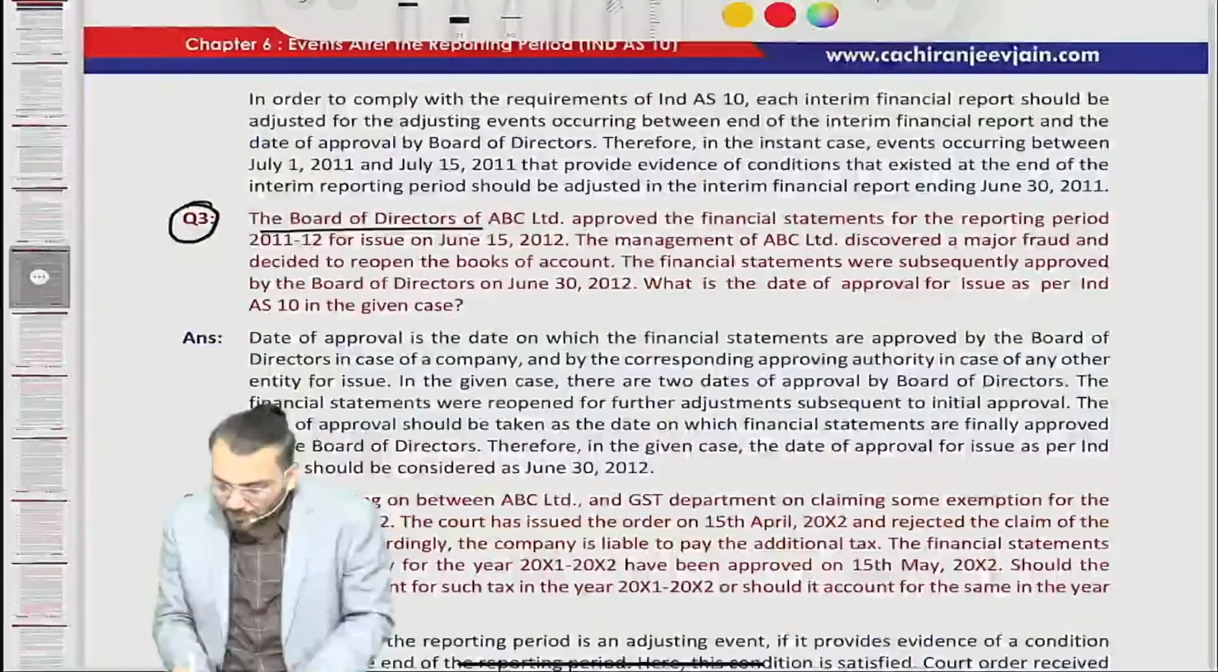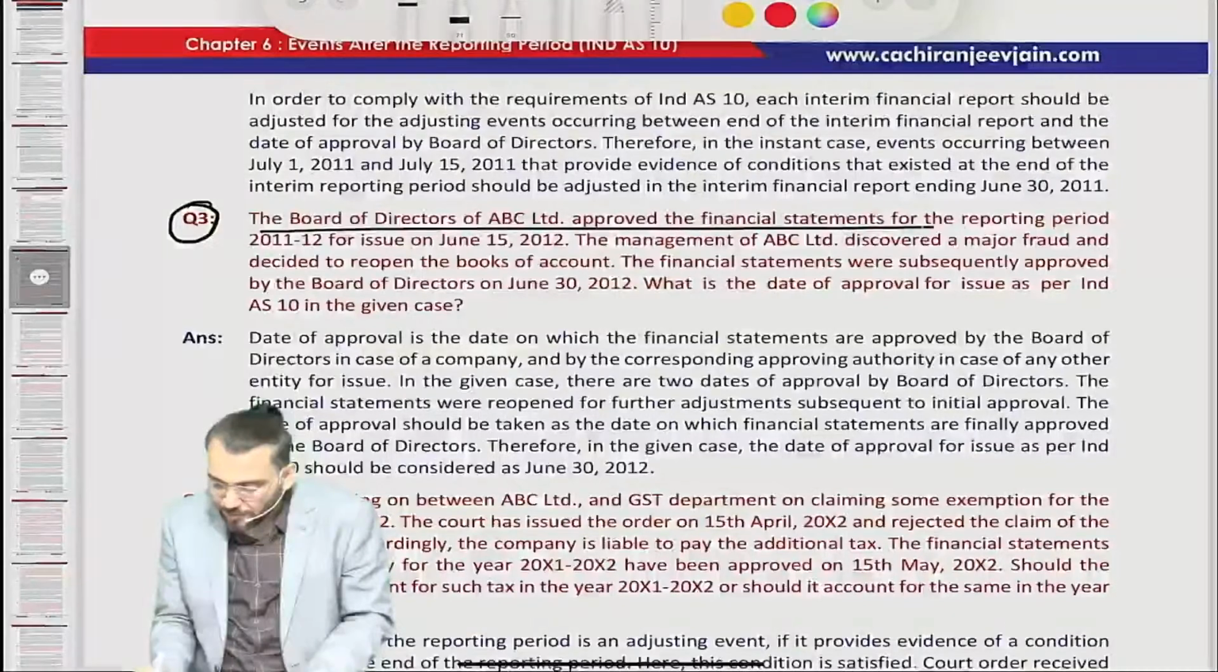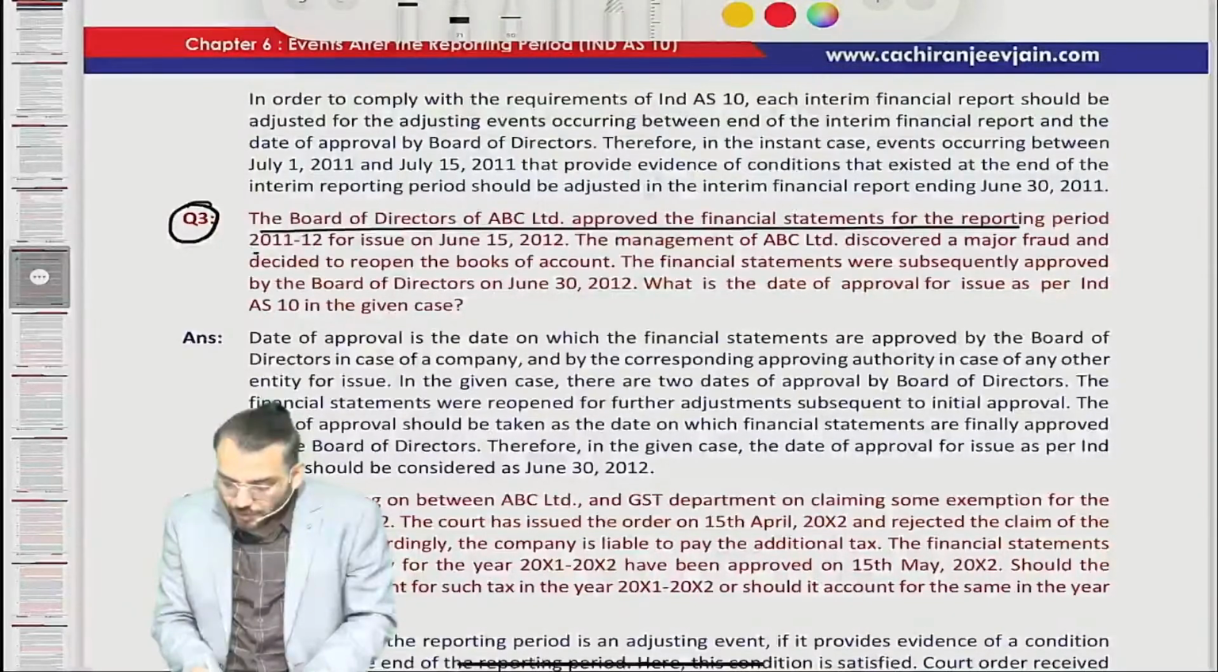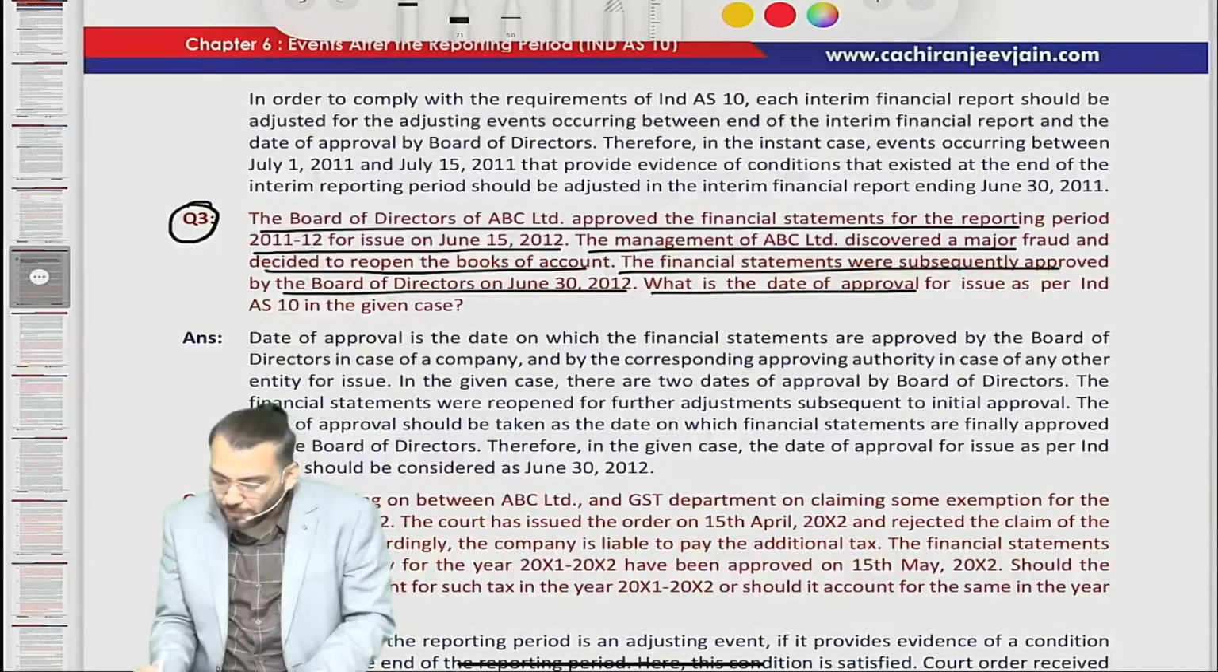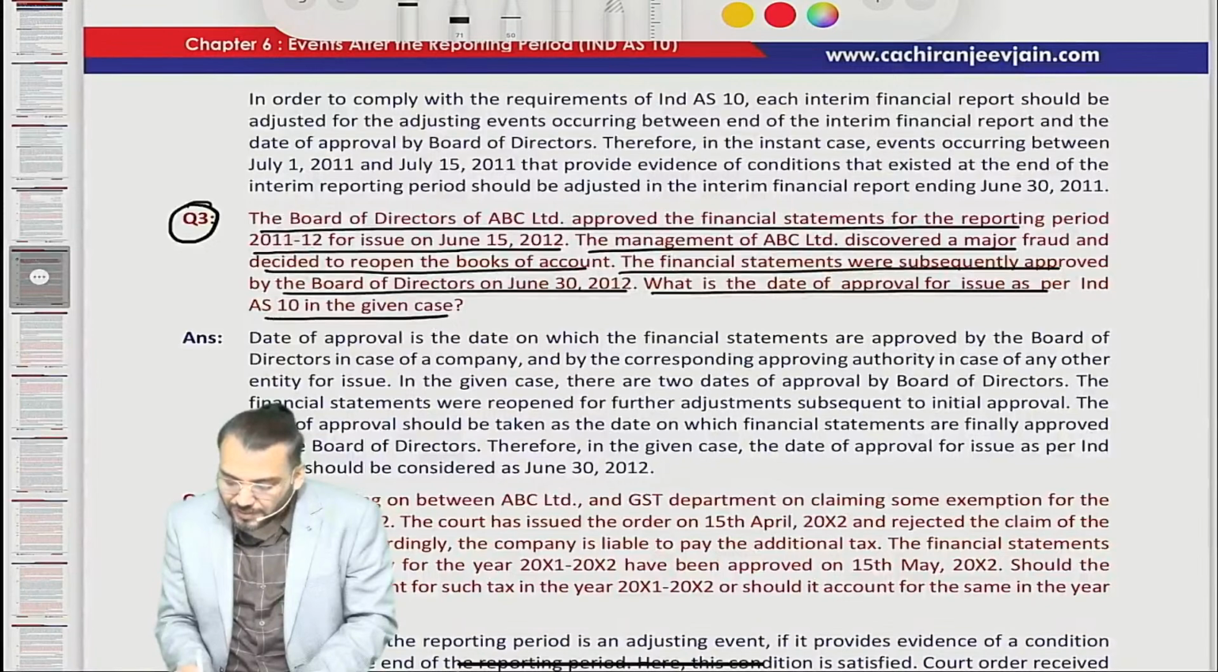The board of directors of ABC Limited approved the financial statement for the reporting period 2011-12 for issue on June 15, 2012. The management of ABC Limited discovered a major fraud and decided to reopen the books of account. The financial statement was subsequently approved by the board of directors on June 30, 2012. What is the date of approval for issue as per Ind AS 10 in the given case?